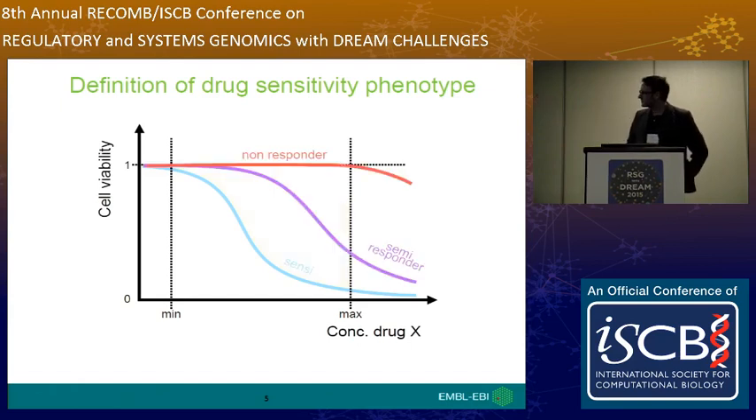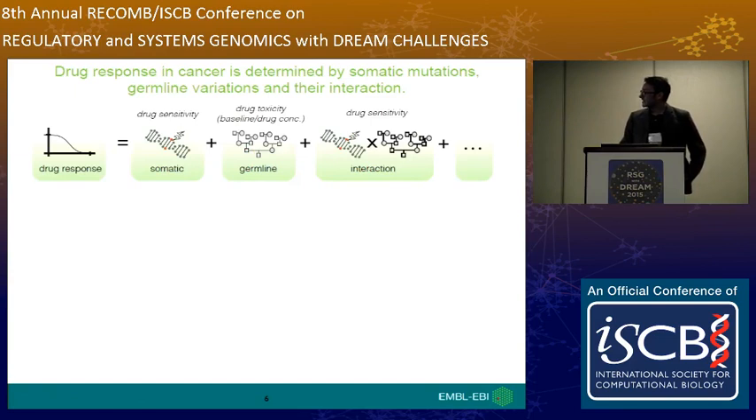So for example, the blue one would be a sensitive one, the purple cell line would be a semi-responder, and the red one would be a non-responder in our observed concentration range. And the question is, what's the difference between those three cell lines? What is the genetic marker which is causing this difference? And as I said before, the equation is somatic mutation plus germline plus the interaction.